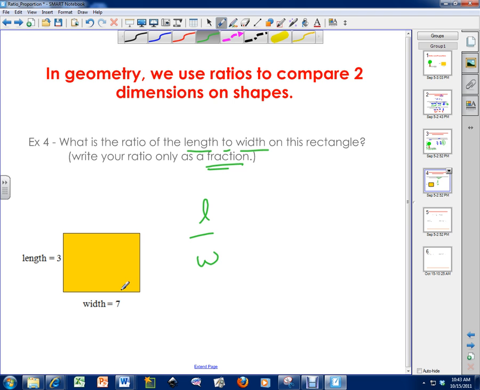Well, we're going to compare the length to width here. That's 3 over 7. And so this would be 3 over 7. And I can't reduce these anymore here, so this would be the ratio for this problem. But let's apply this more in a different setting here.